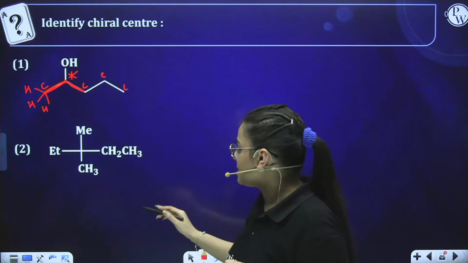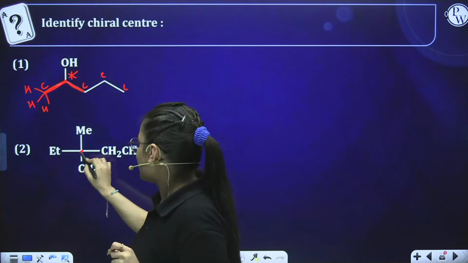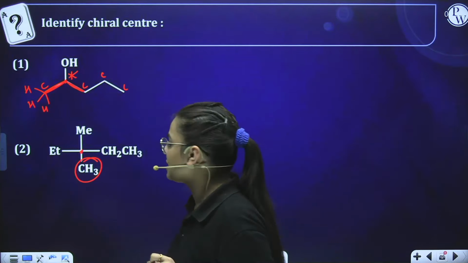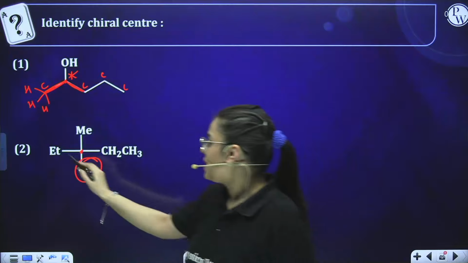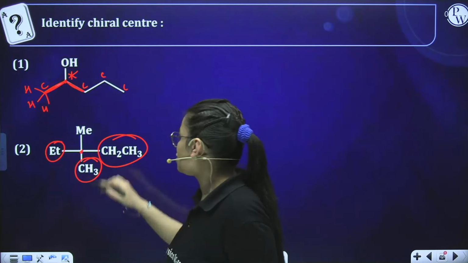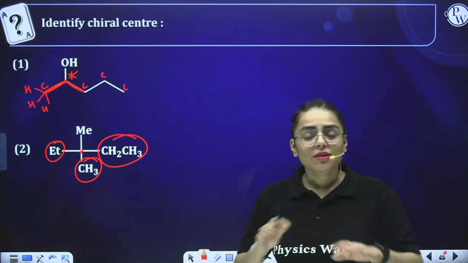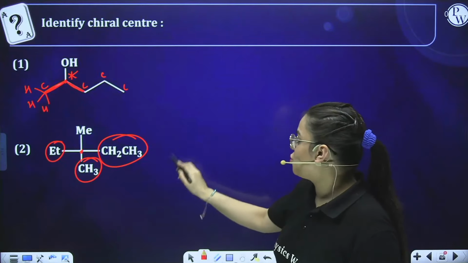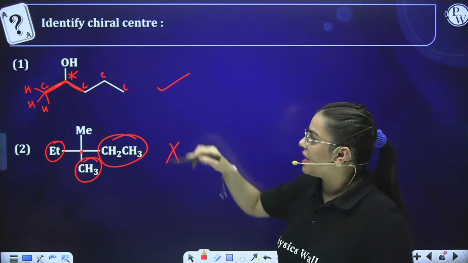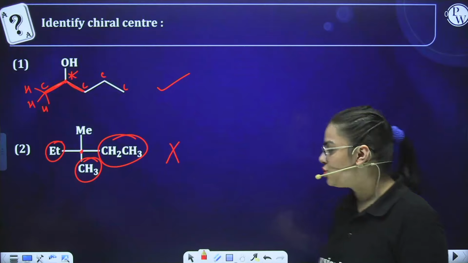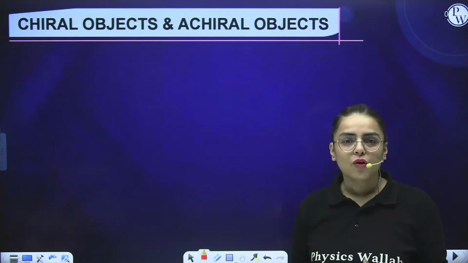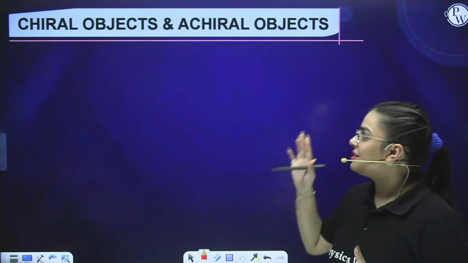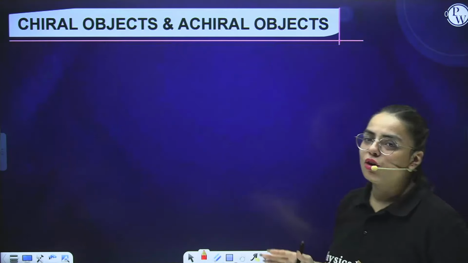In this case, this carbon atom has a methyl group and also another methyl group. CH3 or Me, and similarly Et or CH2CH3, are the same. We want four different groups. Hence there is no chiral center over here, and there is a chiral center over here. Clear, students? Now you can easily identify the chiral centers. Now we will move forward to our next topic, chiral objects and achiral objects.